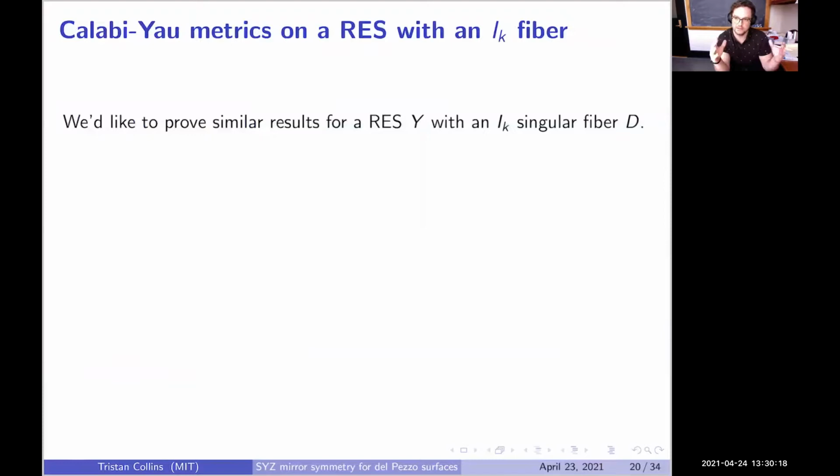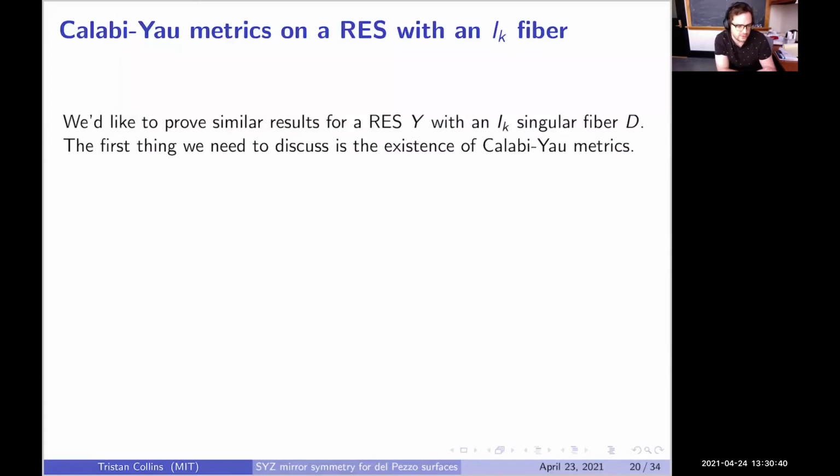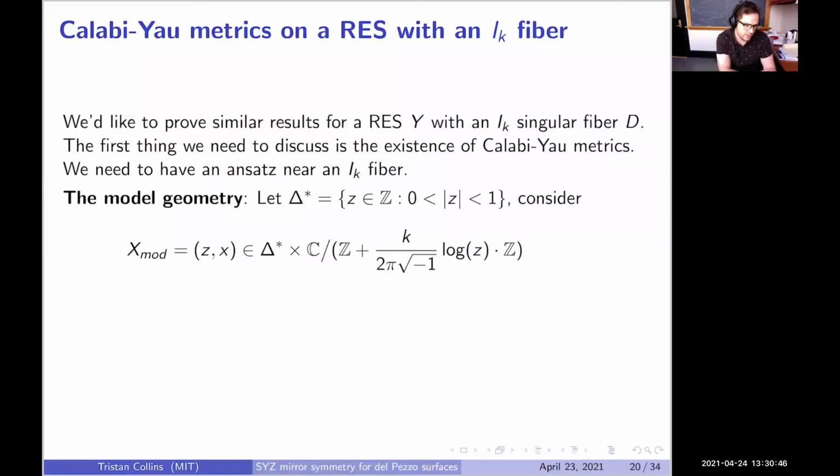So now I've explained somehow half the picture of SYZ mirror symmetry for the case of del Pezzo surfaces. So now I'll move to the rational elliptic surface side. We want to show that a similar story holds on these rational elliptic surfaces with an I_K fiber. The first thing I need to do is to discuss the existence of Calabi-Yau metrics. In the same way as the Tian-Yau theorem, the idea is to first construct a model for what this Calabi-Yau geometry should look like near the singular fiber that you're going to remove.